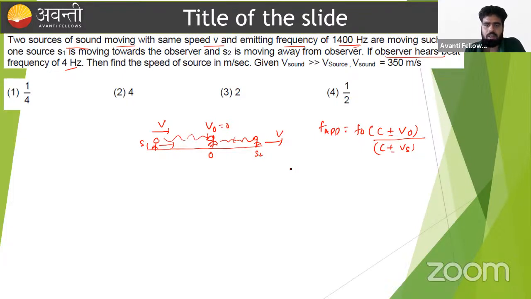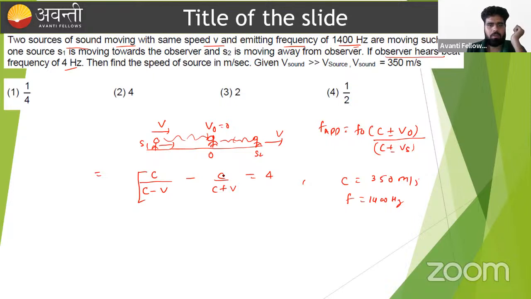So we can say here, if we want to write down the difference of frequency, because observer velocity is 0, this will equal c upon c minus v, minus c upon c plus v. And this value is given as 4 hertz. Here the value of c that is given in the problem, the velocity of sound, is 350 meter per second. And the frequency that is also given in the problem, that is 14 hertz.